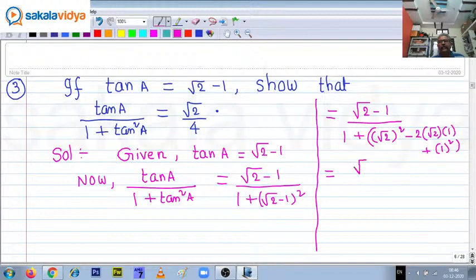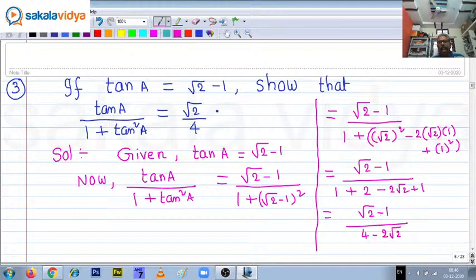So this is root 2 minus 1 upon 1 plus root 2 square is 2, minus this will be 2 root 2, plus 1 square is 1. This will be root 2 minus 1 upon 2 plus 1 is 3, 3 plus 1 is 4, 4 minus 2 root 2. So we need to simplify this one, because we need to show that root 2 upon 4.